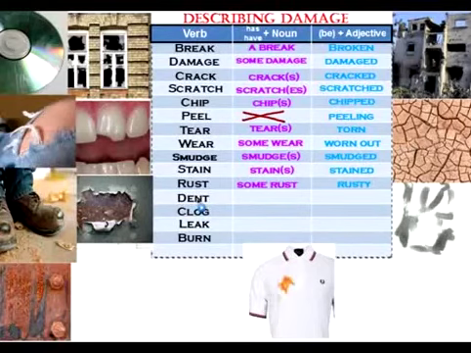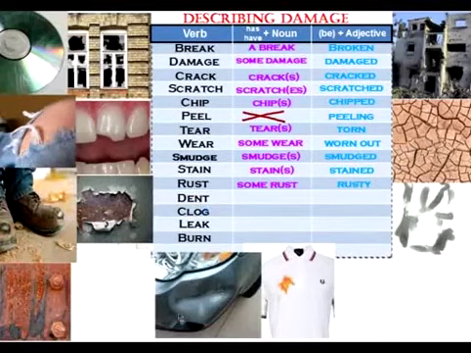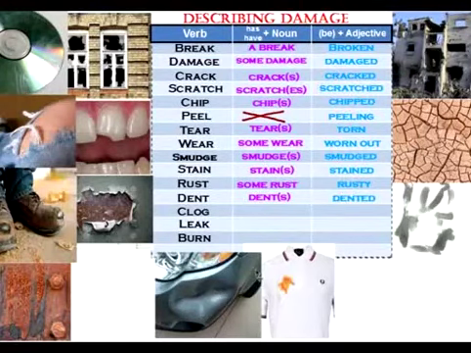Dent. Now, if I look at this car, somebody hit the corner of this car and they affected the metal, the plastic of the car, and there's what we call a dent. So this is a dent. The car has a dent, or maybe dents for many. Or it is dented as the adjective.